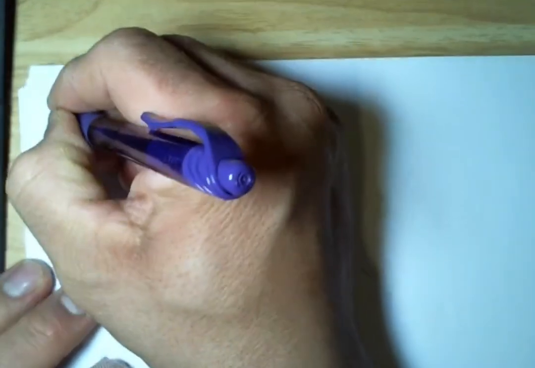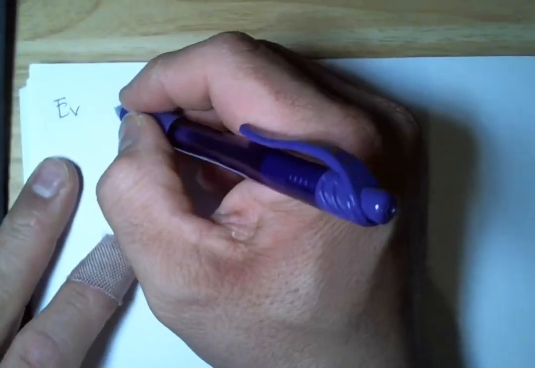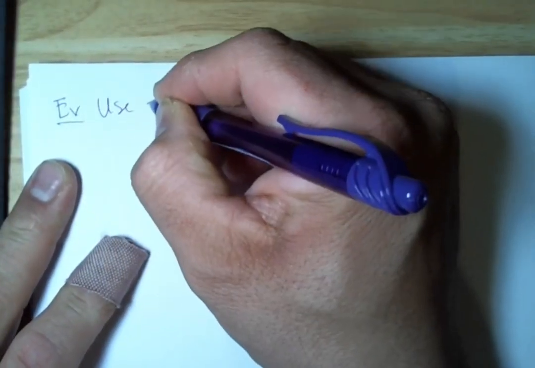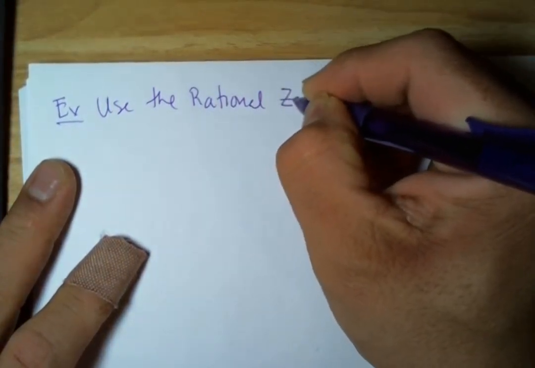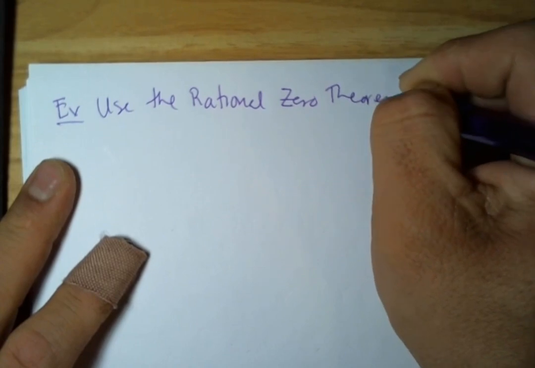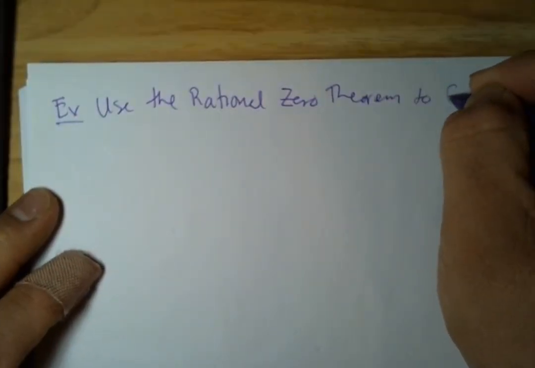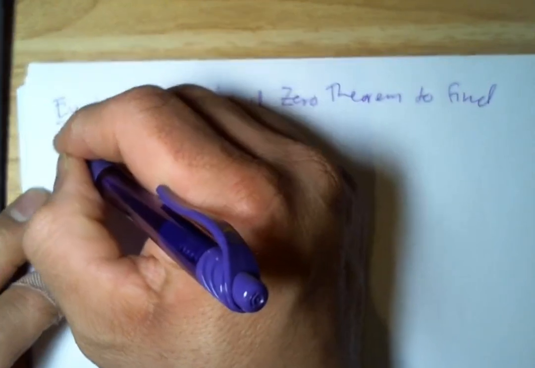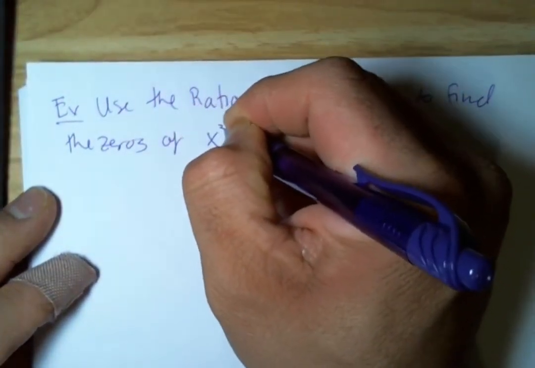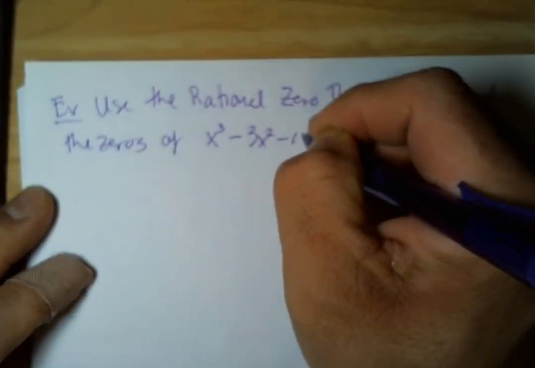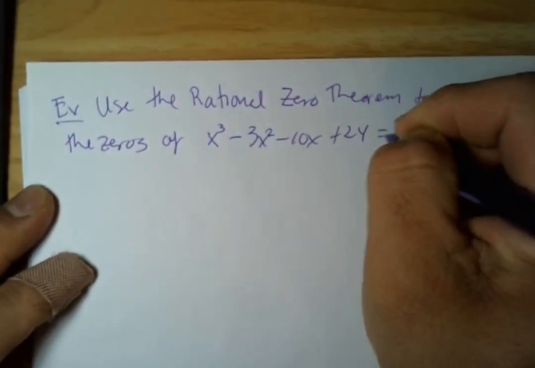Okay, let's illustrate this theorem using an example. So an example would read something like this: use the rational zero theorem to find the zeros of x cubed minus 3x squared minus 10x plus 24 equals 0.